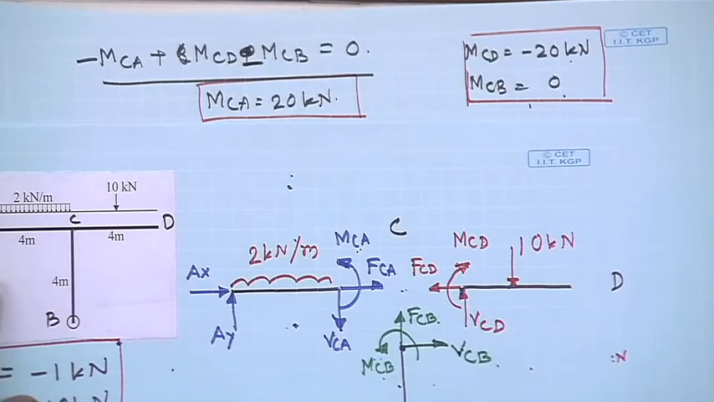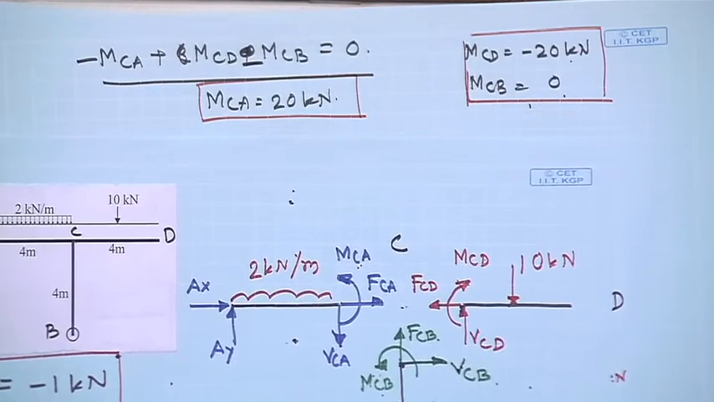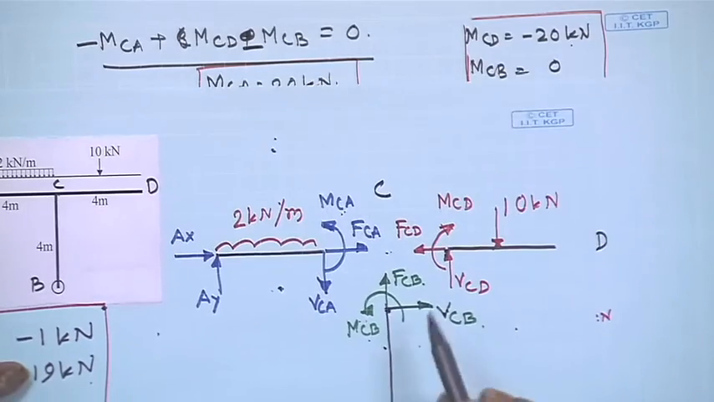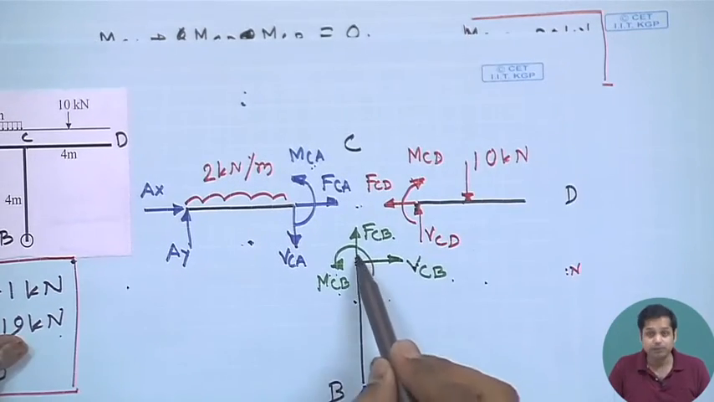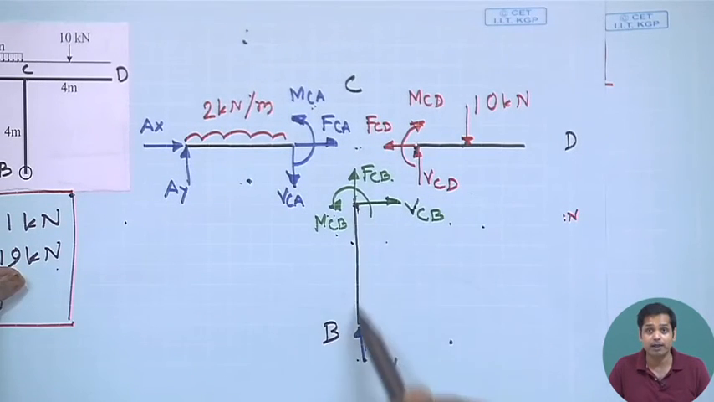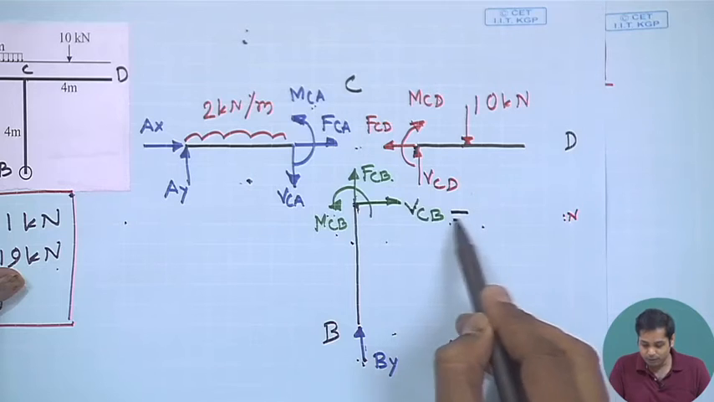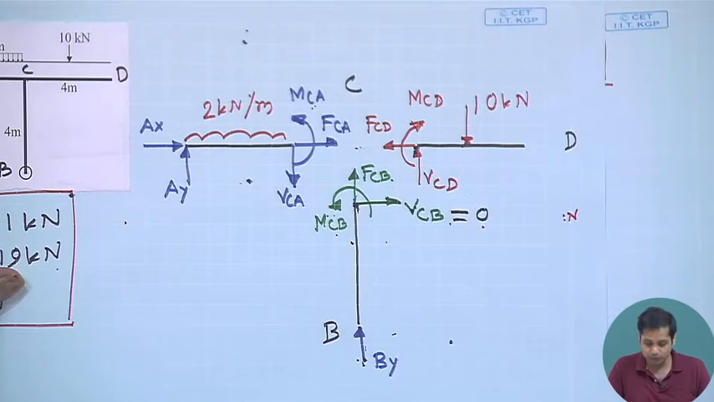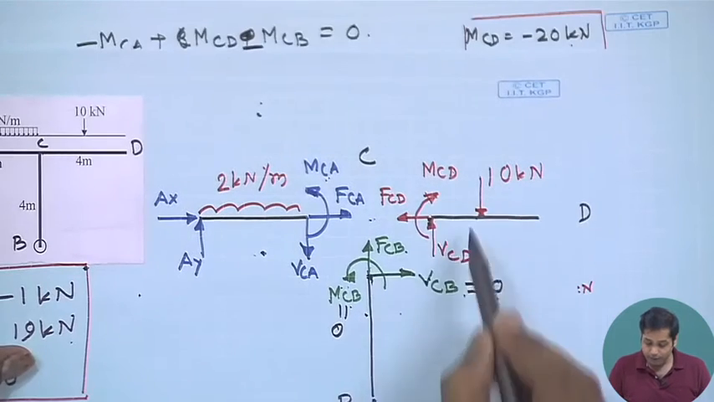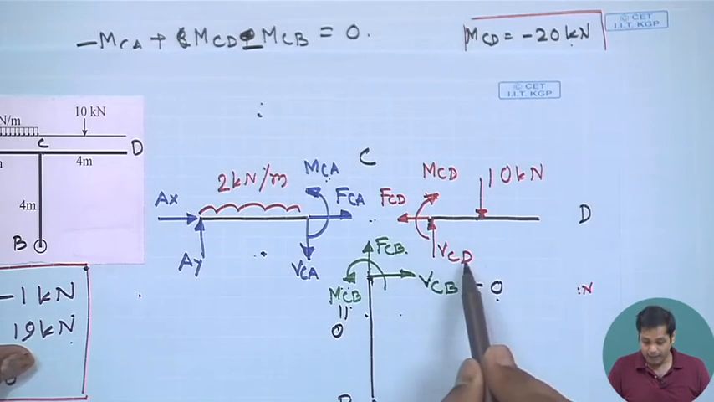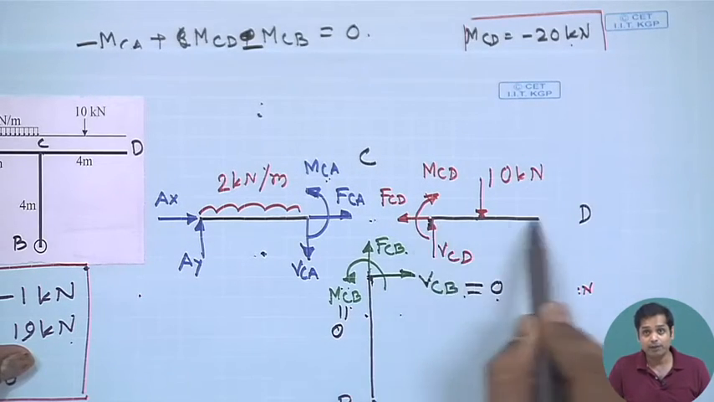20 kilonewton. Okay. Now, similarly you can calculate from this free body diagram, if you see there is no horizontal load. So, VCB will be equal to 0. Okay. MCB is equal to 0.